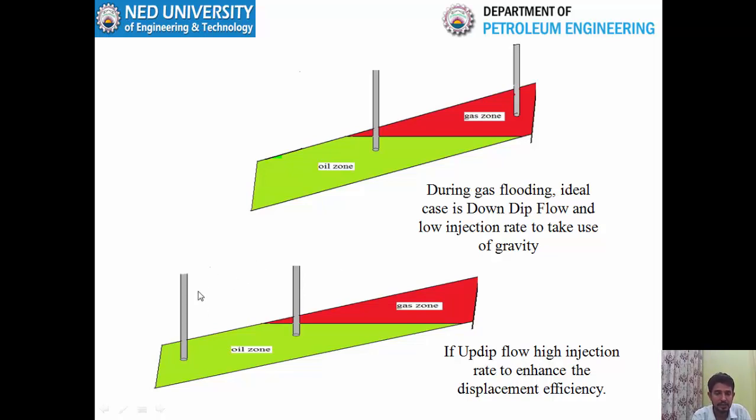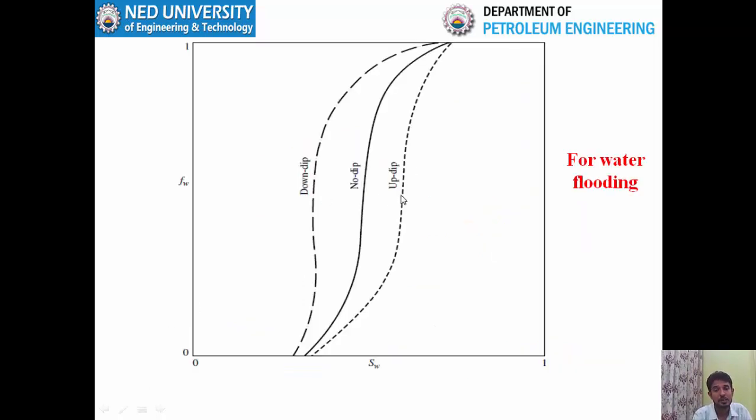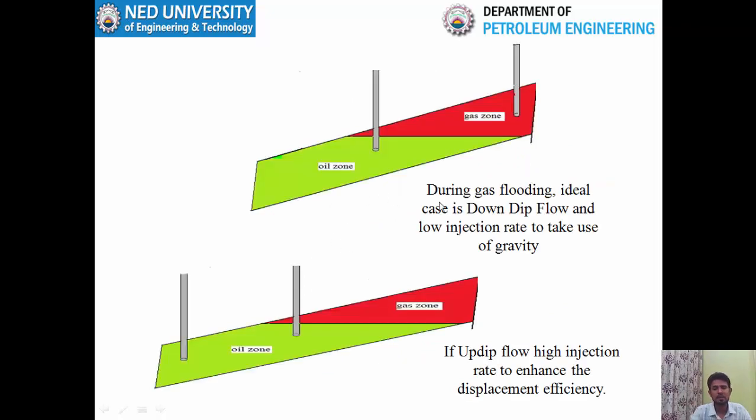So in up dip flow, if you are injecting gas, obviously gas is lighter than oil, so because of the gravity segregation, gas will move upward and oil will move to the bottom. So gas will bypass your oil and reach your production well earlier as compared to the first case. So up dip flow for gas is not required, but up dip flow for water is required. And in many cases, you cannot change the position of the injection well.